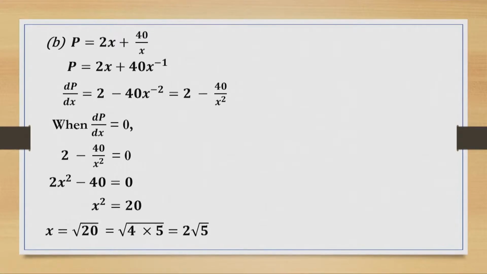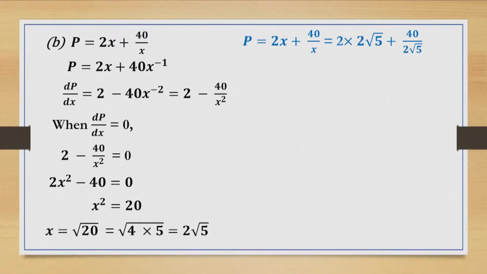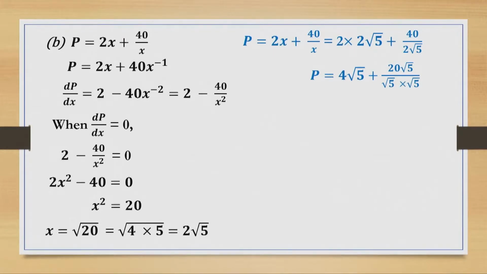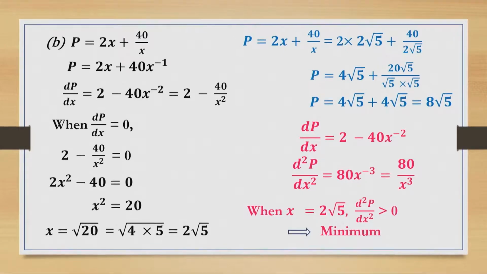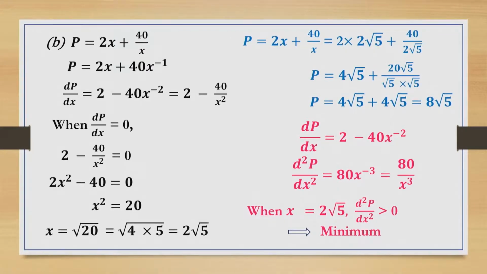Now I replace this value of x into the expression for p. So p is going to be equal to 2 times 2 square root of 5 plus 40 over 2 square root of 5. So simplifying and rationalizing, I will obtain p equal to 8 square root 5. So now I need to find out whether p is a maximum or a minimum. So dp by dx was 2 minus 40 x power minus 2. Now I need to find d2p over dx2.